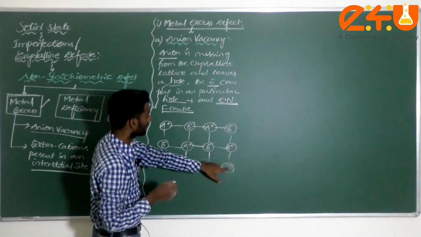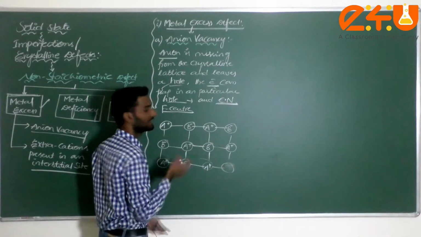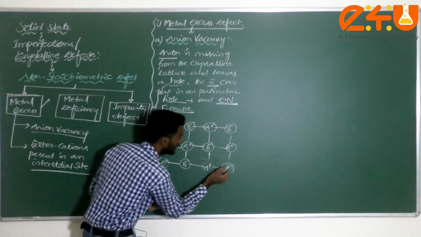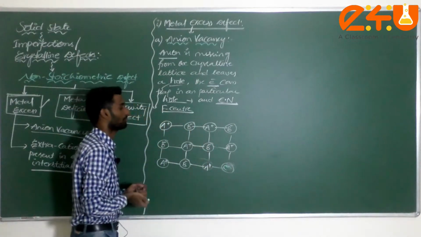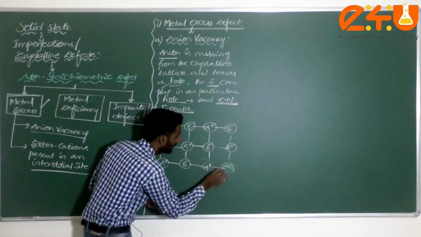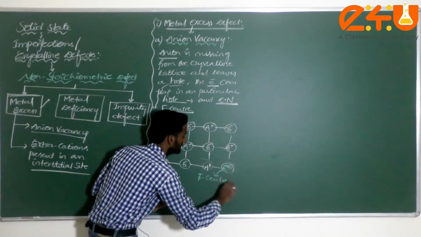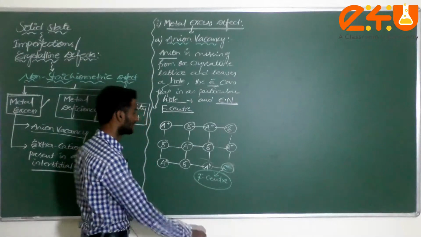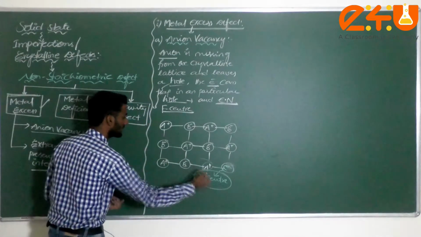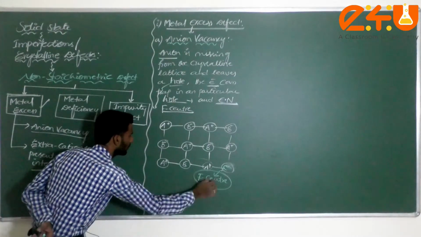In that crystalline lattice the anion is missing, and in that place there is something. The electron will come and get trapped in that particular vacancy. This is called an F center, dear students. This F center is generally derived from the German word.